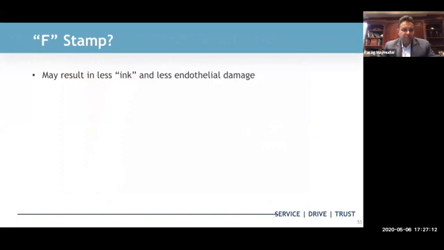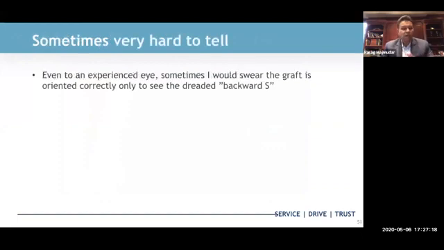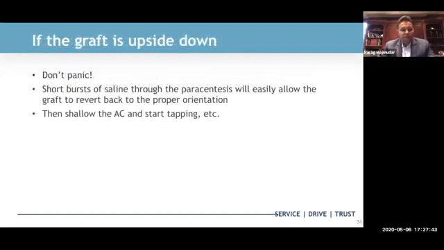There's also a possibility of using an F stamp. I'm not sure if anybody does that, but some people thought that it might result in less ink being used and potentially less endothelial damage, although we haven't really seen much endothelial toxicity from this. As I said, in the past, I feel like I'm an experienced DMEK surgeon, but I would have sworn that the graft was correct, and only when I put an air bubble underneath it, I see, oh, you know what? This is upside down. Sometimes you can get fooled, and having that S stamp has been absolutely a lifesaver.